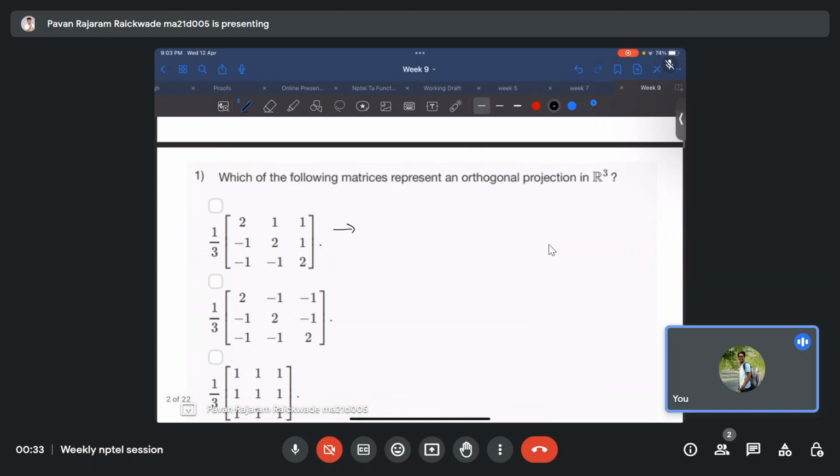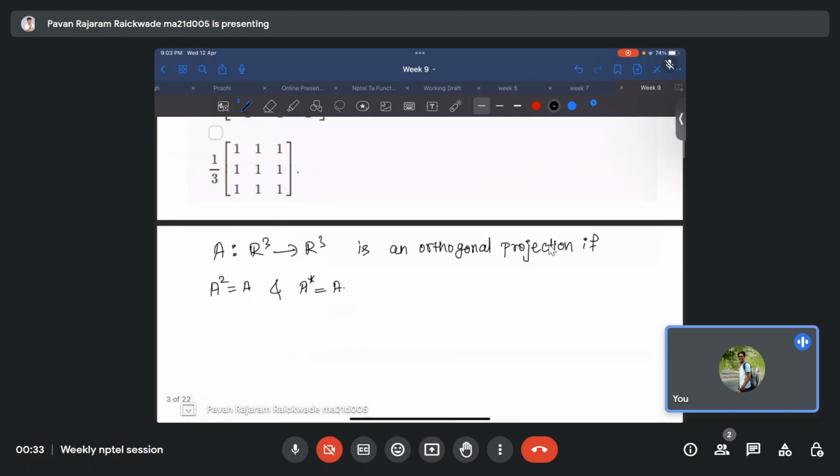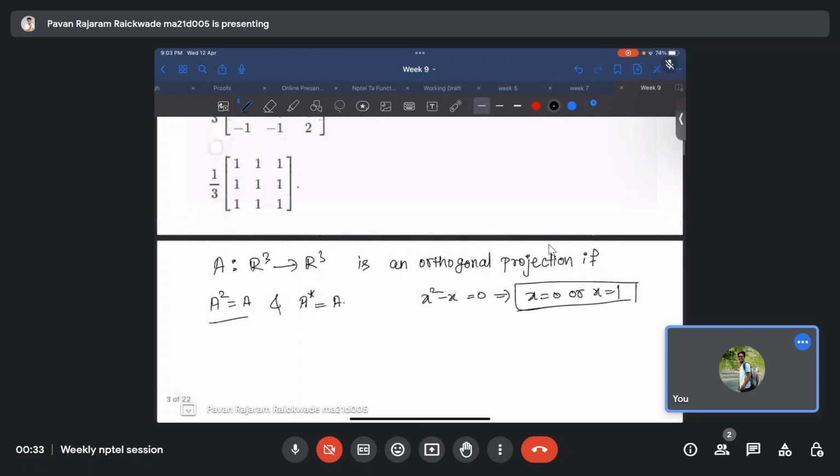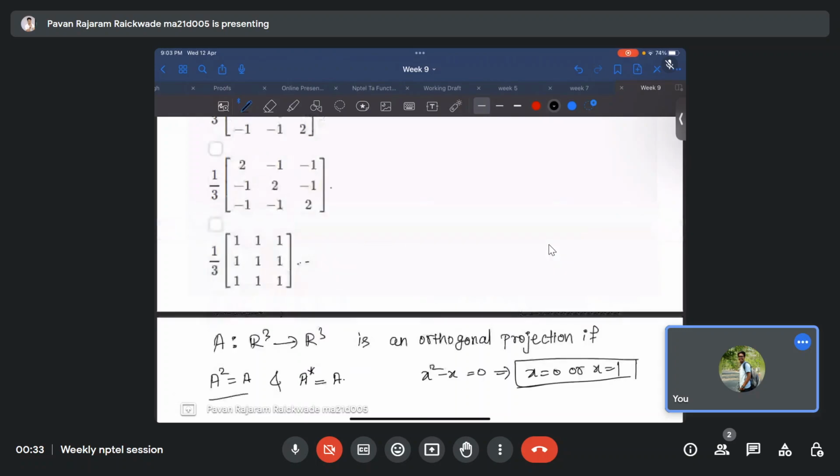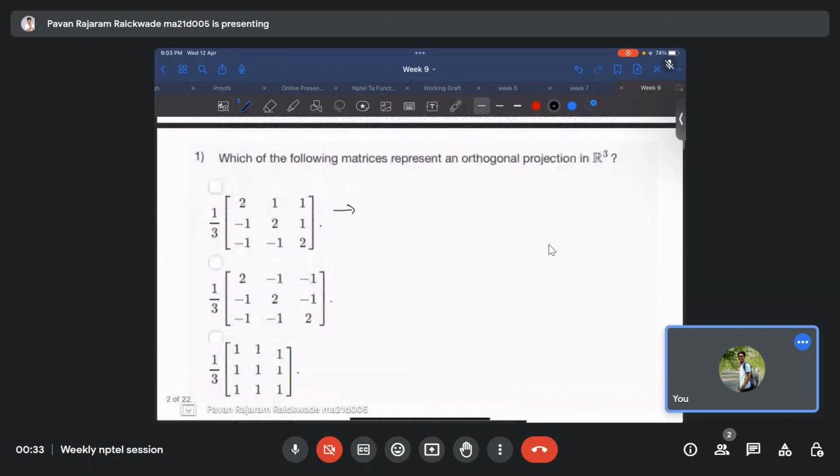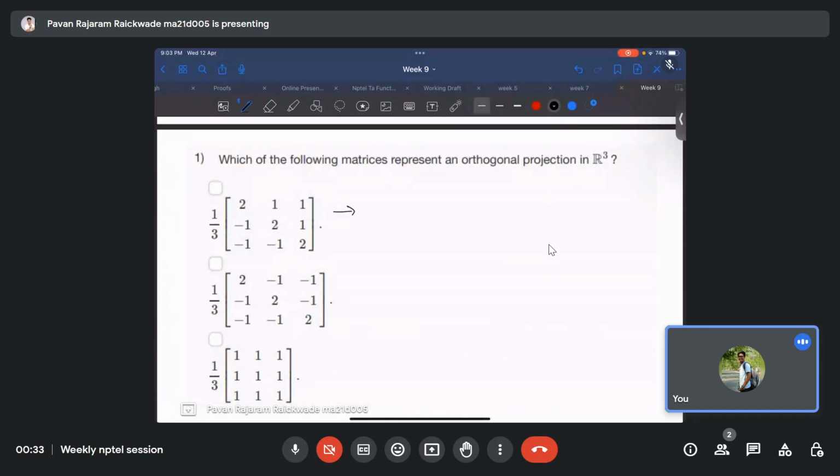So it's a big calculation. Is there any trick we can see? For finite dimensional cases, matrices, we can look at eigenvalues. Since A squared equals A, the only possible eigenvalues are 0 and 1. But in this example, 0 and 1 are eigenvalues, so we cannot say anything. I guess we have to calculate.